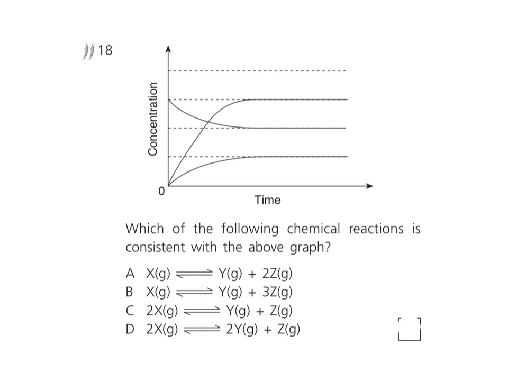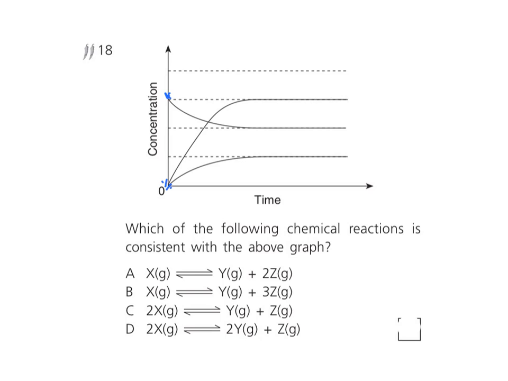Which of the following reactions is consistent with the above graph? Notice that the graph has one substance decreasing in concentration and two substances increasing. That matches all four of these choices. They all have one reactant, so one thing decreasing, and two products with two things increasing. The way to distinguish this is to look at the changes that occur.